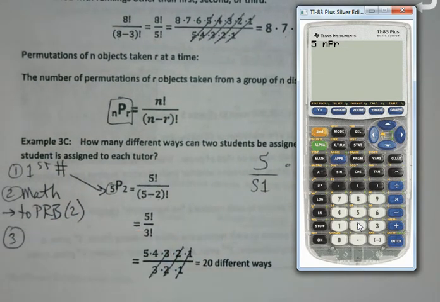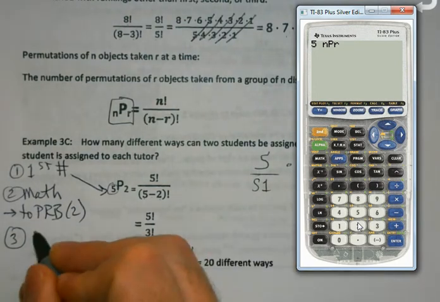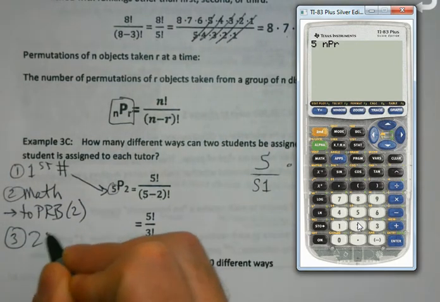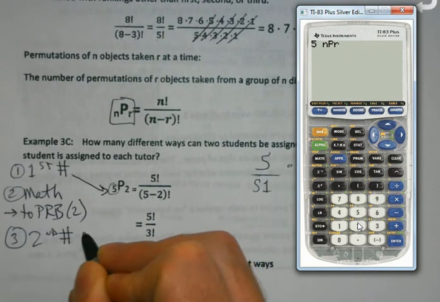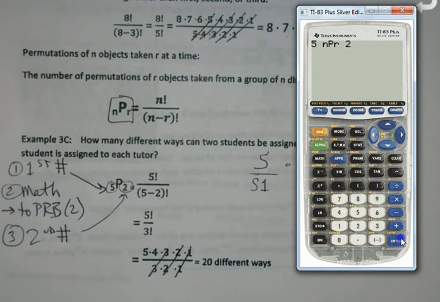I was going to say, even a lot of the basic scientifics will have it somewhere. You might have a factorial, so we may be able to find that. And then you type in your second number, which in this case is 2. So, hit enter. That's 20. I got 20. You get 20.